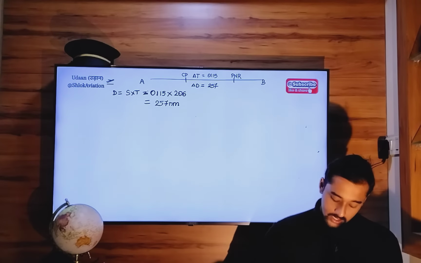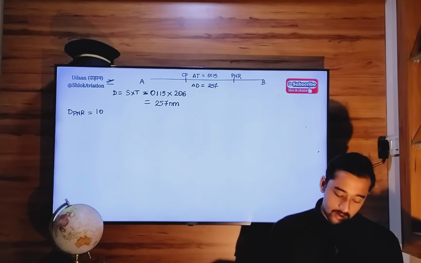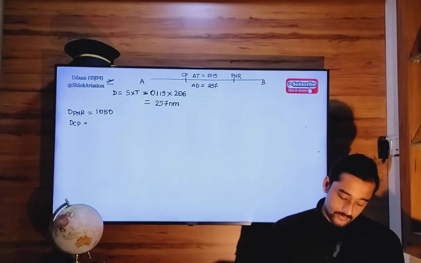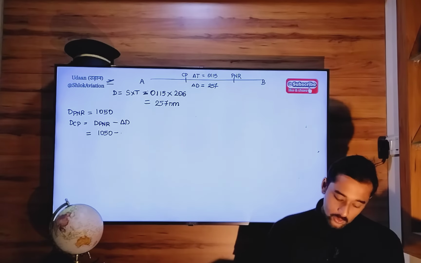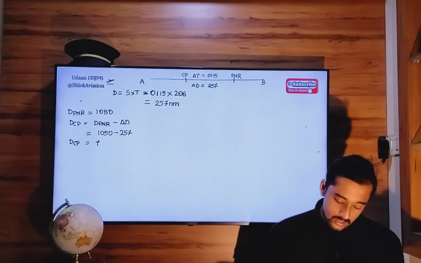Okay, now we all know that distance to PNR is a total of 1050. So distance to critical point will be this distance to PNR minus this 257. Distance to PNR minus the difference in the distance between them, that is 1050 minus 257. So distance to critical point is 793.